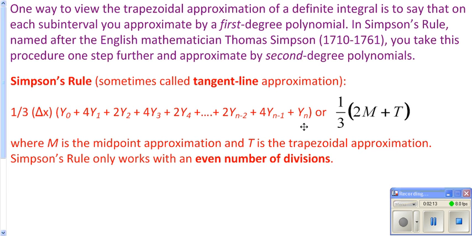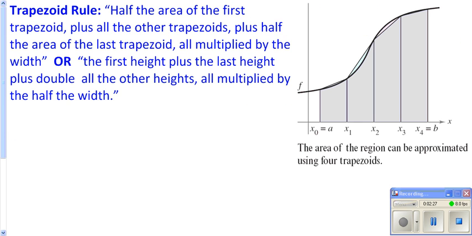Now another way you can get Simpson's rule is it's just 1/3, and then in parentheses 2 times the midpoint estimate plus your trapezoid estimate. Your trapezoid that we've talked about before can be summed up in it's half the area of the first trapezoid plus all the other trapezoids plus half the area of the last trapezoid, all multiplied by your width. Or some people prefer to look at it as the first height plus the last height plus double all the other heights, all multiplied by half the width.